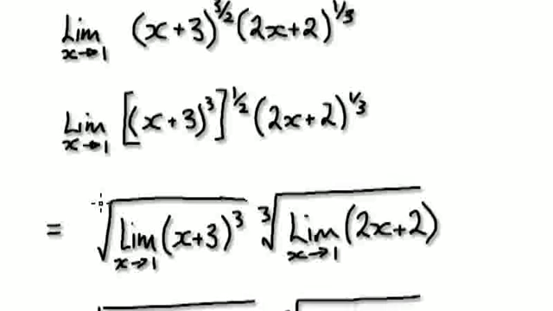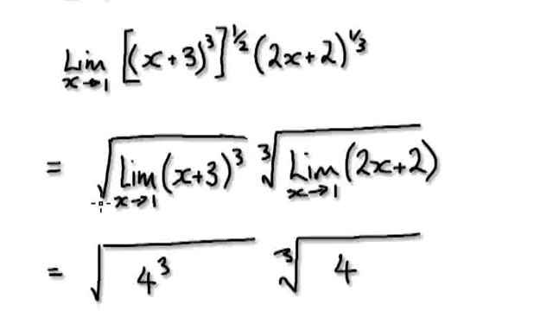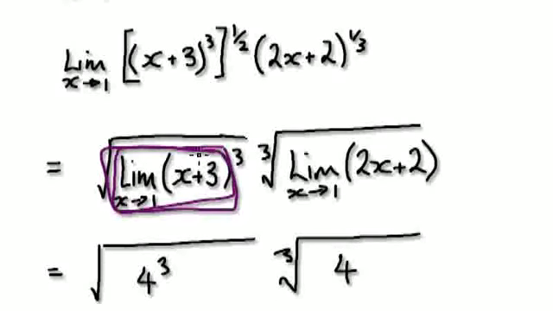Hang on, let me scroll down. Now you can just plug this into here. Nothing breaks down really. This bit here will be 4, because as x approaches 1, this bit here will be 4. So 4 gives you this here, to the power of 3, and then later on you have to square root it.